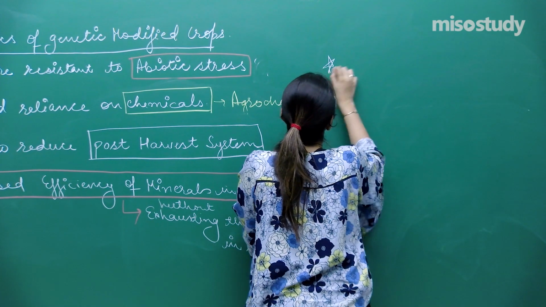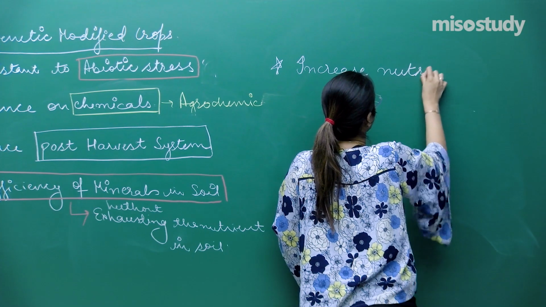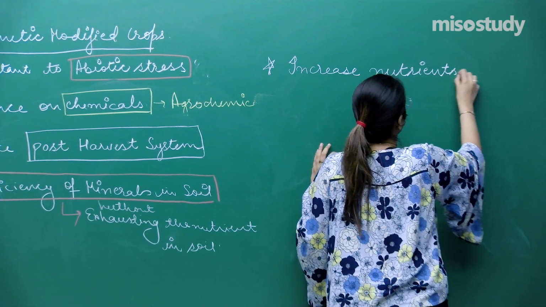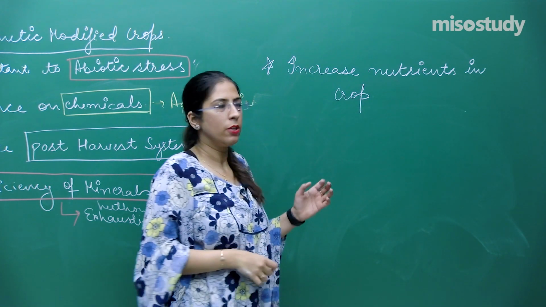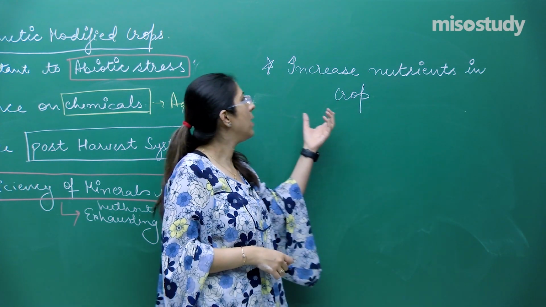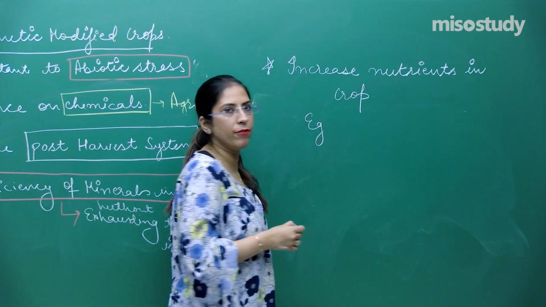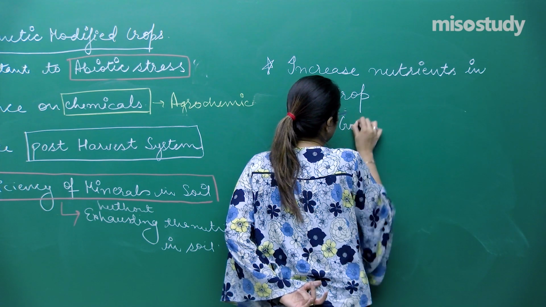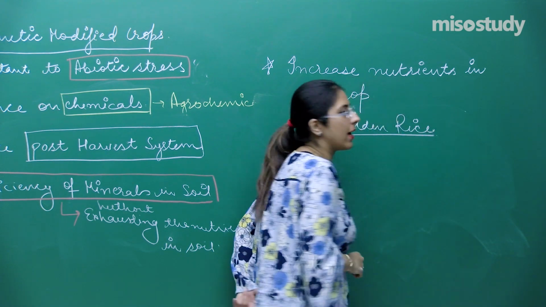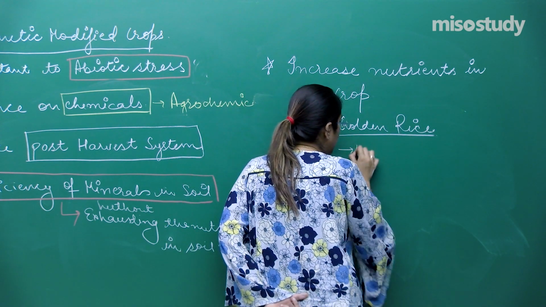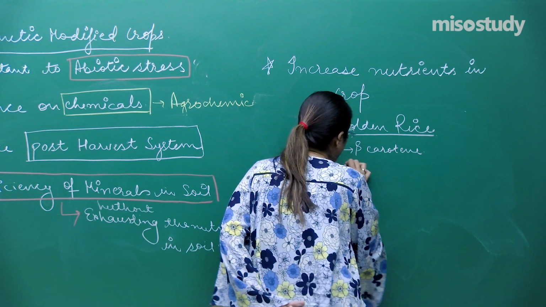Last but very important, increase nutrient in crop, right. To increase the nutrient content in a particular crop, the genetically modified crops are employed. For example, we have a golden rice. Golden rice is rich in the beta carotene content, right, and they are rich in the iron as well, right. They are rich in beta carotene and iron content.